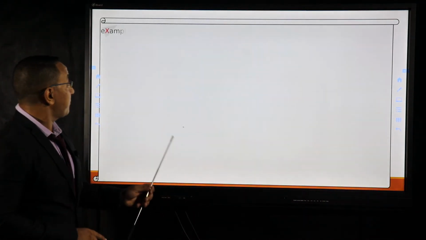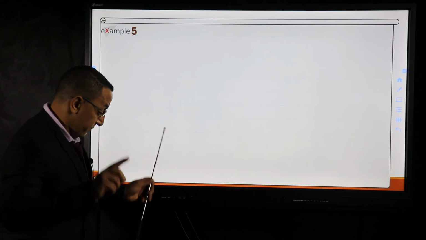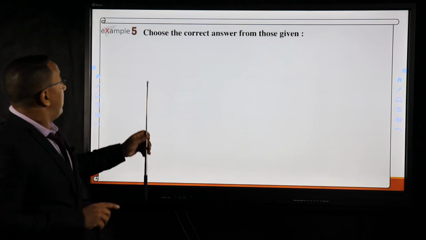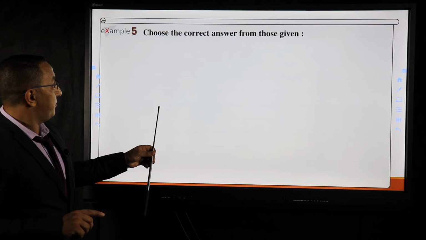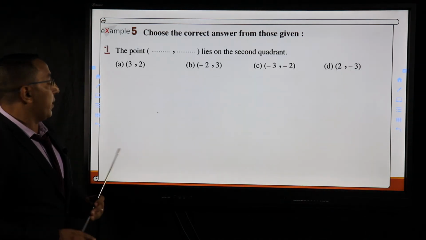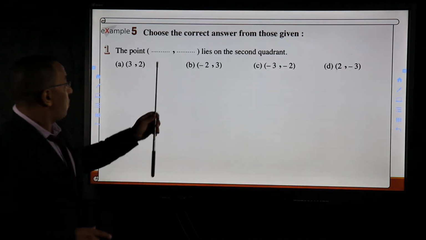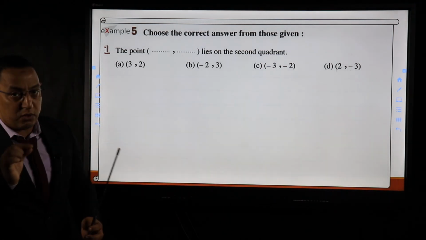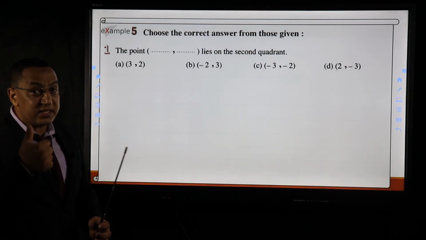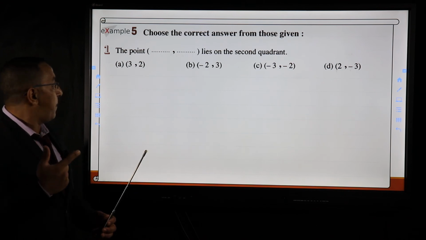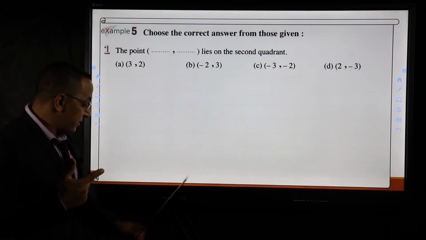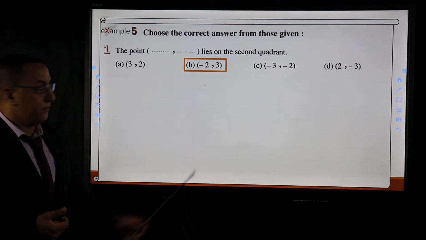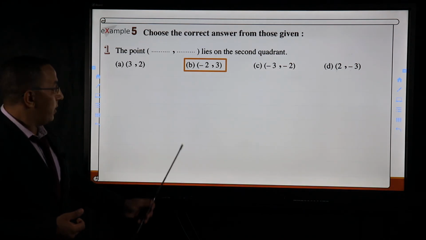Example 5. Choose the correct answer. Number 1. The point that lies in the second quadrant. Remember with me, in the second quadrant, the first is negative, the second is positive. So this is B, -2 and 3.